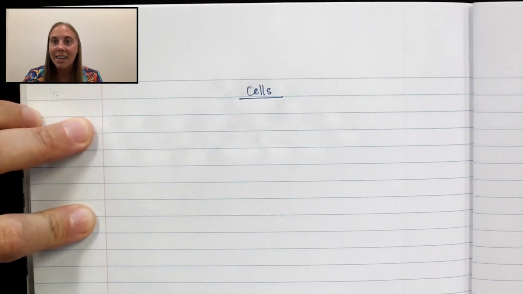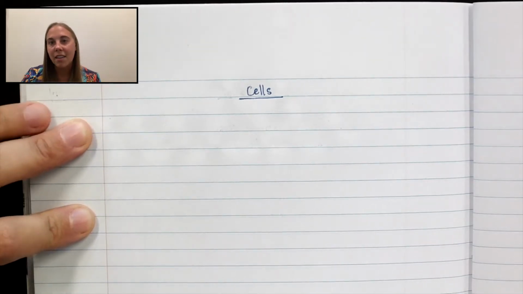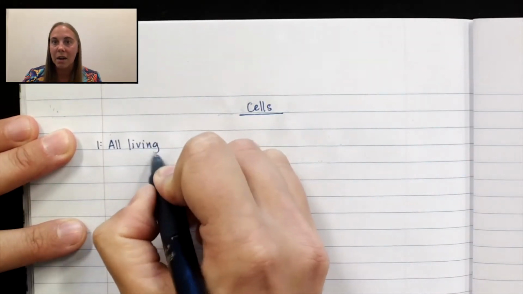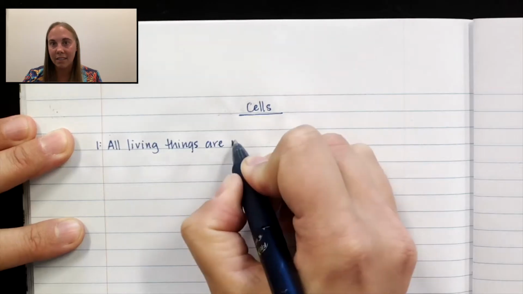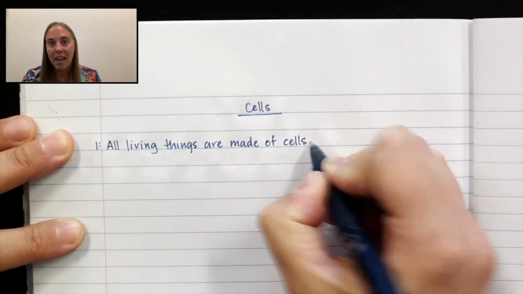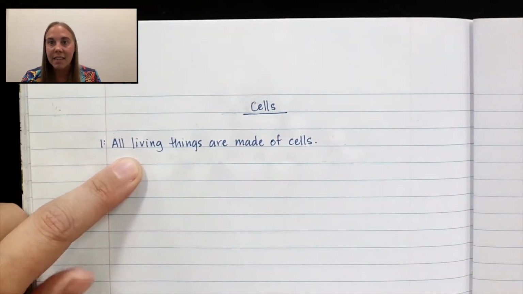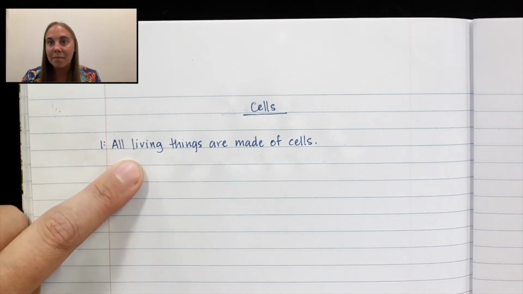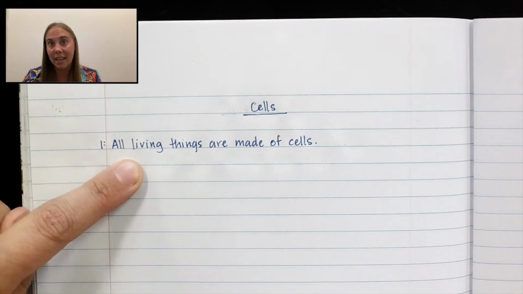Okay, let's talk cell theory. Cell theory has some rules. So first of all, living things are made of cells. That's going to be rule number one. If it is alive, if it is living, if it was living in the past and is now dead, it is made of cells, or at least one cell.